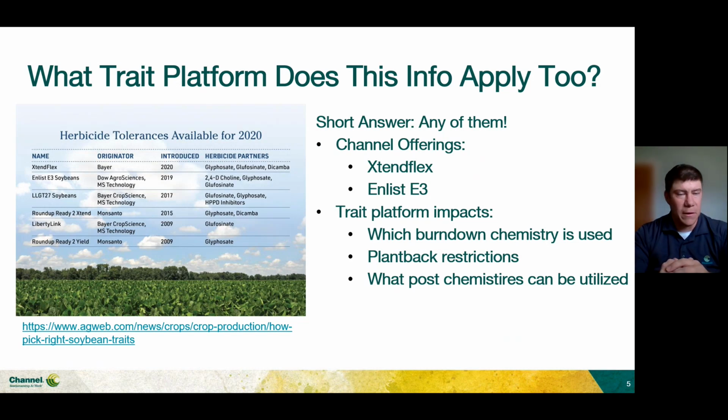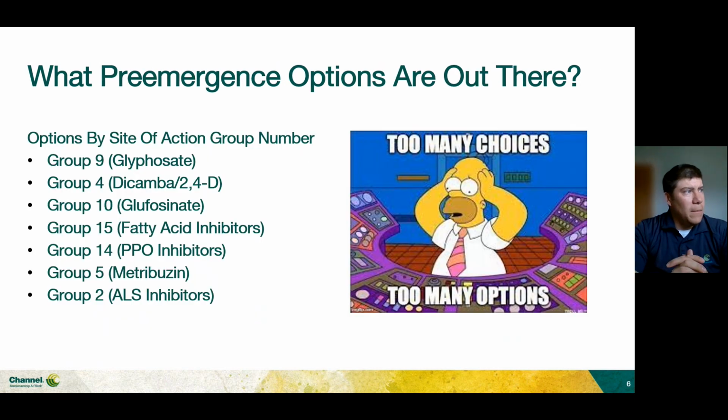So that's just a good example there on the left side of the screen in regards to when different trait platforms were launched. So options. What options do we have? Well, there's a bunch of them. When we think about pre-emergence, that is a different story when we talk about post-emergence. But pre-emergence, we do have several options, and it's good to utilize as many as we can.